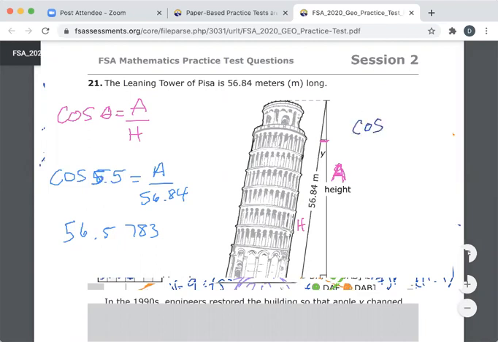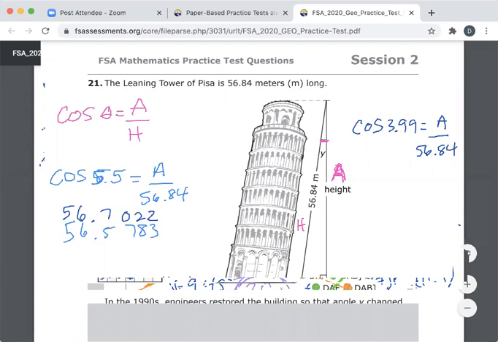Okay. Now I'm going to do the same thing with the other angle. So cosine 3.99 equals A over 56.84. So 3.99 into my calculator, hit cosine, I get 0.997576, a bunch of numbers. I'm going to multiply that by 56.84, and I get, I'm going to put it on top here, 56.7022. It keeps going on, but I'm going to stop there.